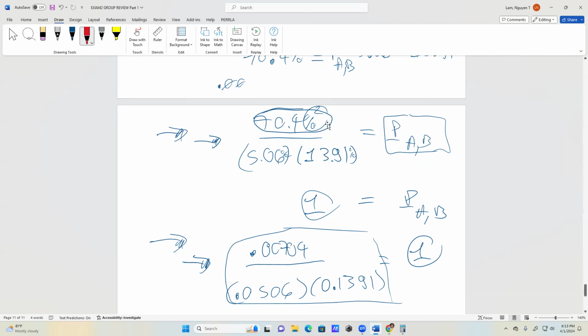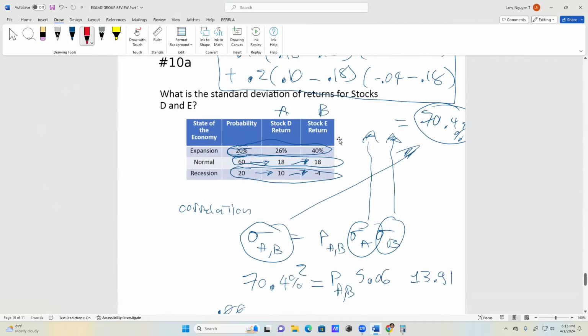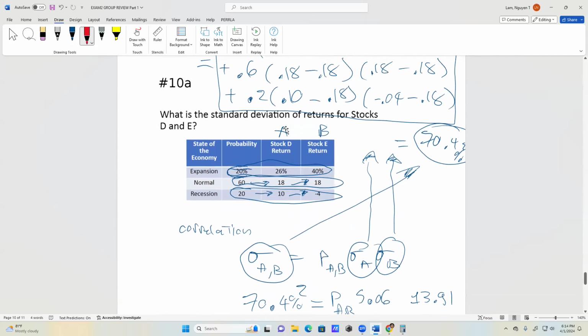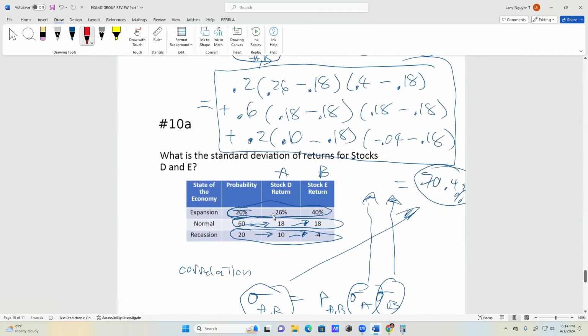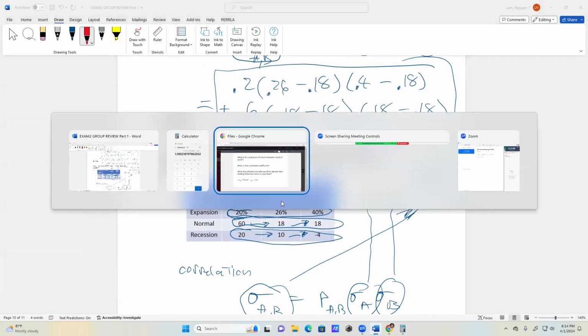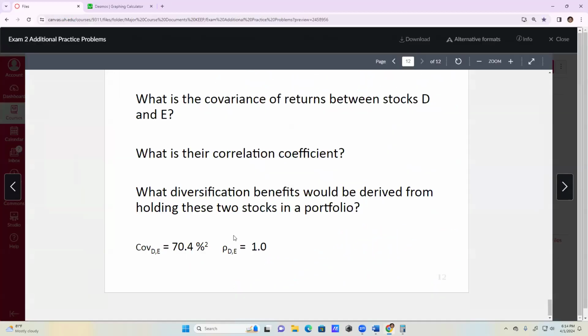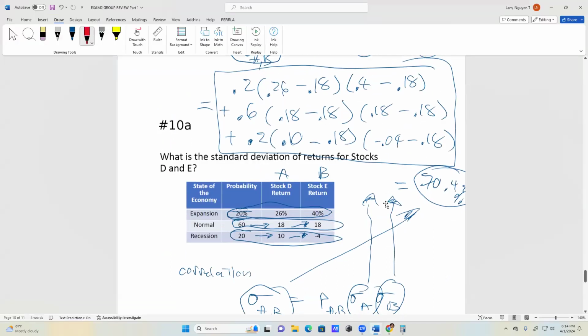Could you scroll up just a little bit to the same problem? Yeah, just the correlation. I'm a little confused on why we had to multiply it by 100 twice. Oh, sure. Let me see. This is the answer for that question, and it's in terms of percentage square.